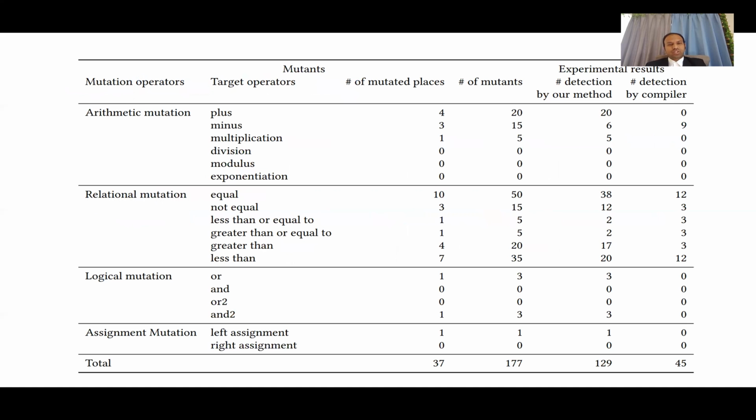Now our results, what we actually got from the experimental settings. On the left side, we can see the mutation operator, and the next column shows the target operators, different types of target operators in these mutations, like plus, minus, multiplication, and a lot of others. Then it shows how many mutant places, how many mutants exist for the target operators, how many mutants were detected by our method, and how many mutants were detected by compile error. So this is our result.